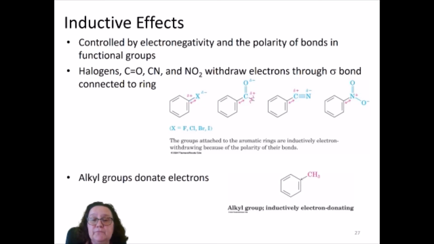Alkyl groups donate electrons, again by an inductive effect. In this case, the carbon donates a certain amount of charge to the structure, and it's an inductive effect because it's through a sigma bond. There is no pi skeleton in an alkyl group. So this is an example of an electron donating group that is donating electronic charge to the benzene ring through an inductive effect.